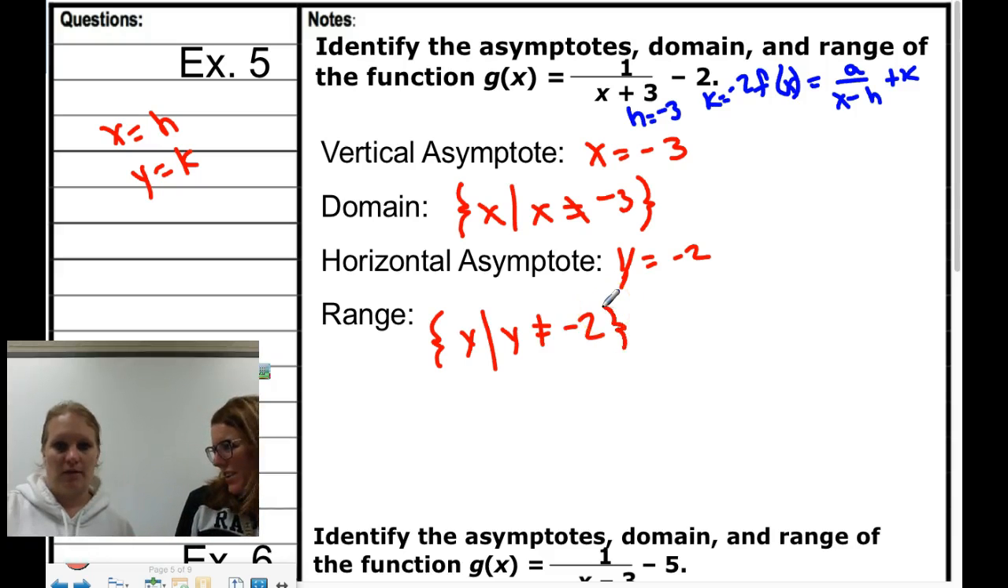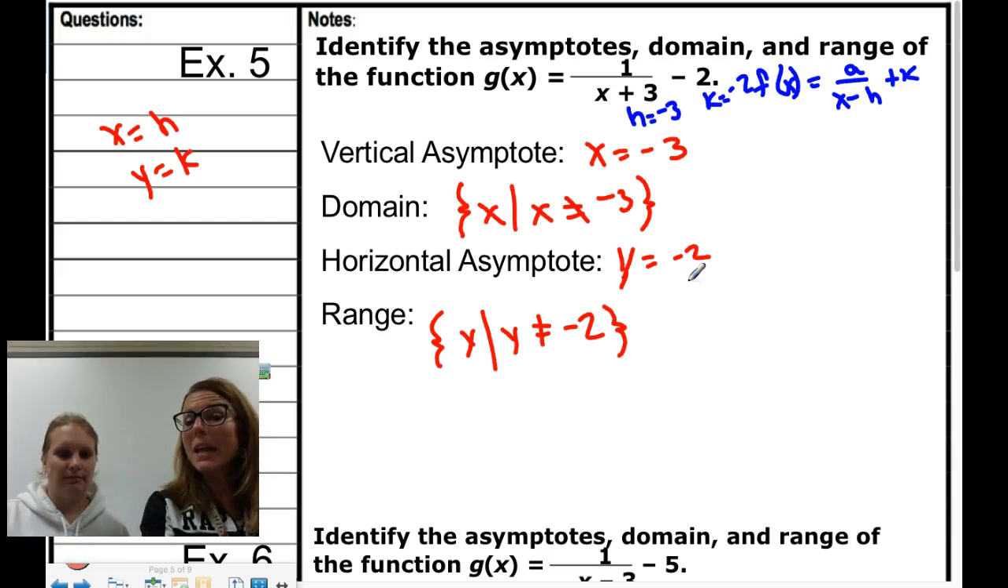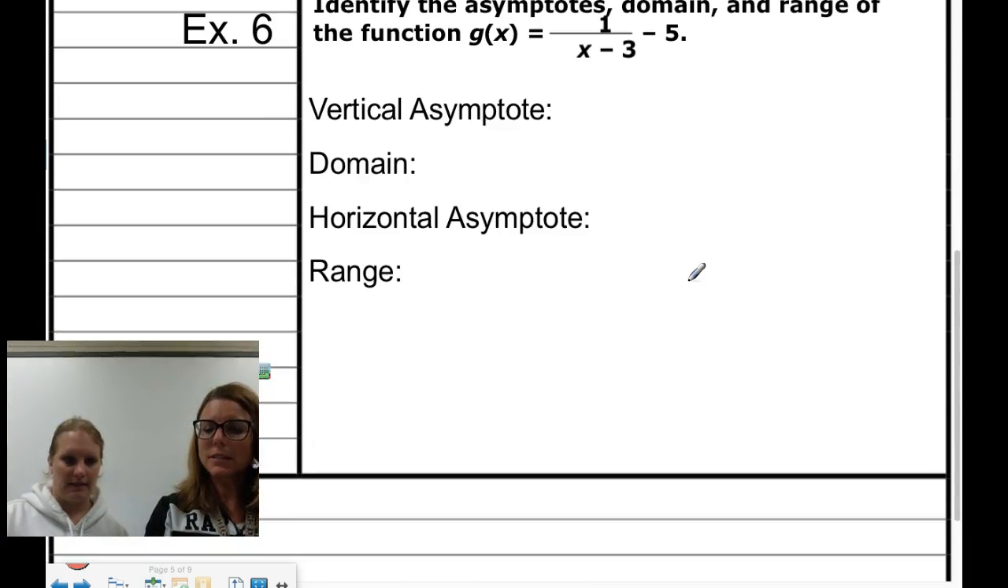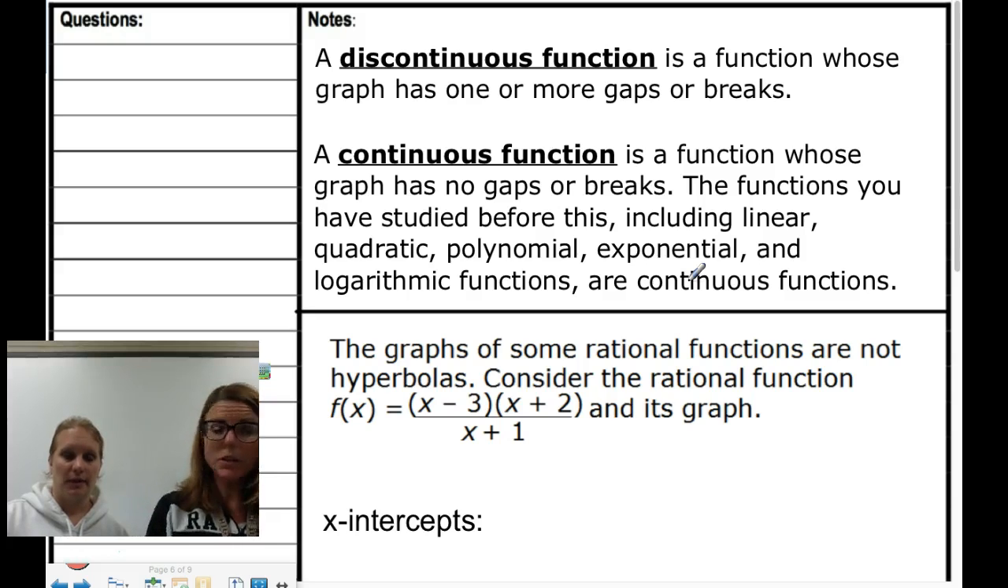This isn't hard. You just take your asymptotes and throw them in. The domain says every x is going to work except x is -3, and that's because that's the vertical asymptote. That's where values are not defined. Same with the horizontal. All right. We're going to save 6 for class.